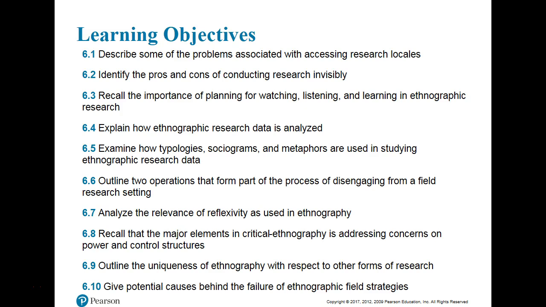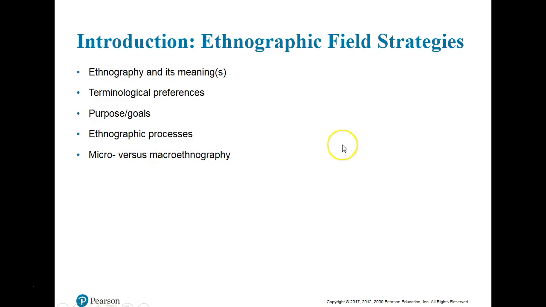Recall that the major element in critical ethnography is addressing concerns on power and control structures, and outline the uniqueness of ethnography with respect to other forms of research. And finally, to give potential causes behind the failure of ethnographic field strategies. Throughout this module, we're going to talk about what exactly is ethnography, the terminological preferences, the purposes and goals, ethnographic processes, and micro versus macro ethnography.